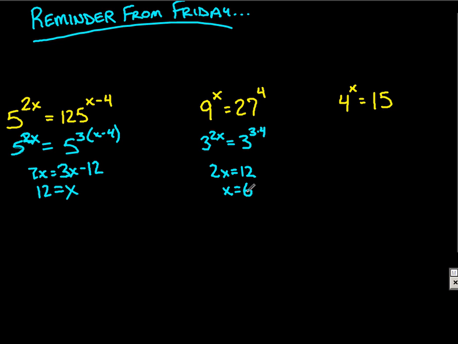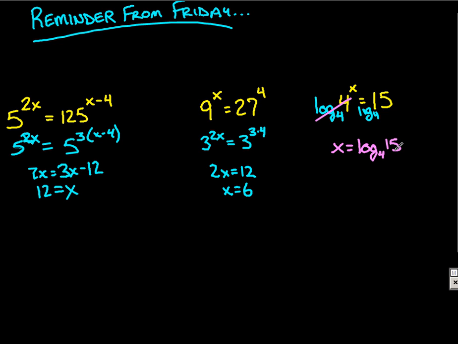Now, in this last one here, this is where we have issues, because there is no number I can raise to a power and get 4, raise to another power and get 15. So what I need to do is take the inverse operation of doing an exponential, and that is taking a logarithm. So I need to take the log base 4 of both sides. So that means when I do that, the 4 and log base 4 cancel each other out, and I'm left with just log base 4 of 15.